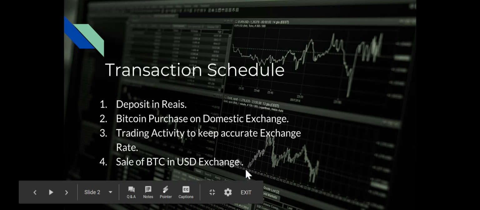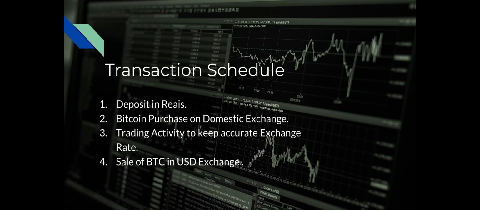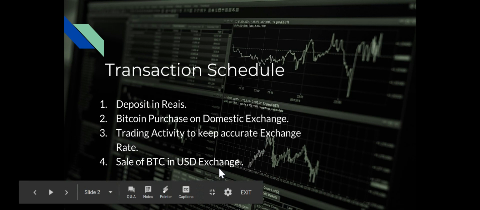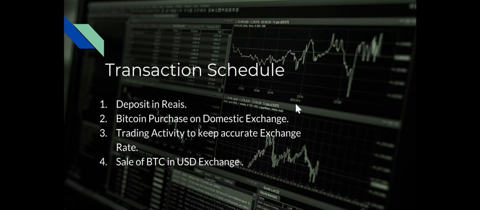Finally, we will go ahead and execute the sale of Bitcoin in the US dollar exchange that we find appropriate in order to keep the origin of funds and in order to comply with FATCA and other IRS regulation.